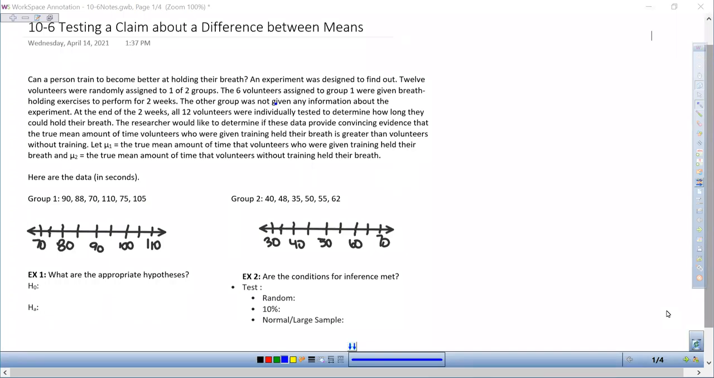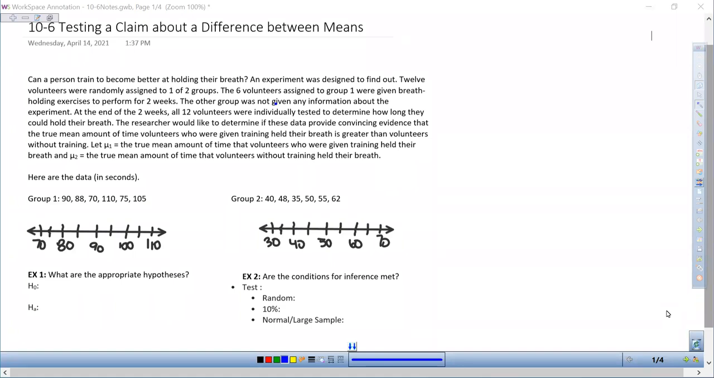At the end of the 2 weeks, all 12 volunteers were individually tested to determine how long they could hold their breath. A researcher would like to determine if these data provide convincing evidence that the true mean amount of time volunteers who were given the training held their breath is longer than for the volunteers without training. Let mu sub 1 be the true mean amount of time the volunteers who were given the training held their breath, and mu sub 2 be the true mean amount of time the volunteers without training held their breath. They gave us the data in seconds.